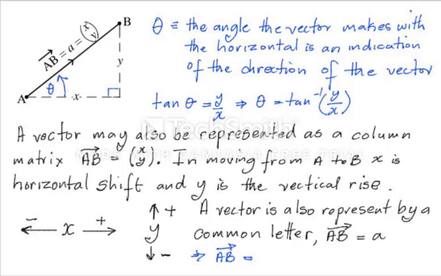A vector is also represented by a common letter. So the vector AB could be the vector a. The vector AB is the vector a, and it is also the column matrix x, y, where x is the horizontal shift in moving from A to B, and y is the vertical rise.